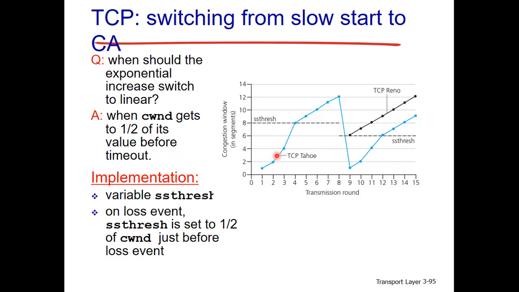Initially there is an exponential increase. At this point, after the threshold, there is a linear increase. And once loss occurs at this point, in case of TCP Tahoe the congestion window is set to 1, whereas in case of TCP Reno the congestion window is set to half. The last maximum value is 12, so it decreases to 6, and then ramps up. Whereas in TCP Tahoe, there is an exponential increase till the threshold value and then additive increase.